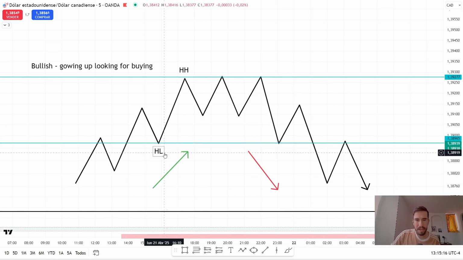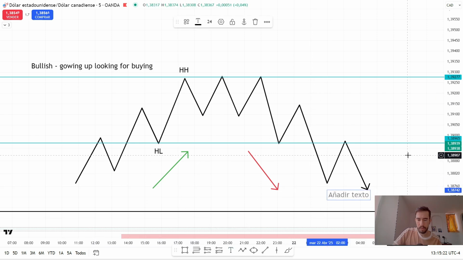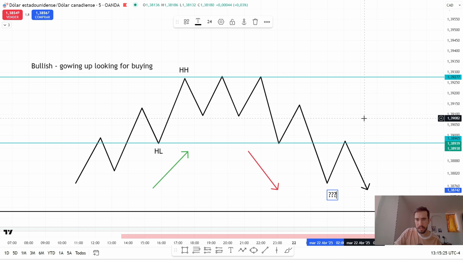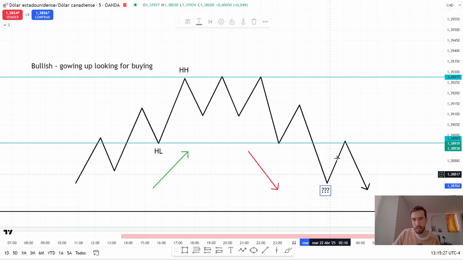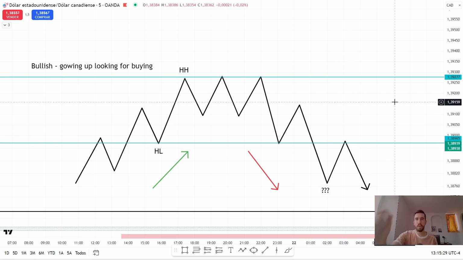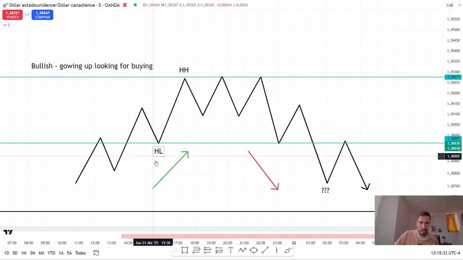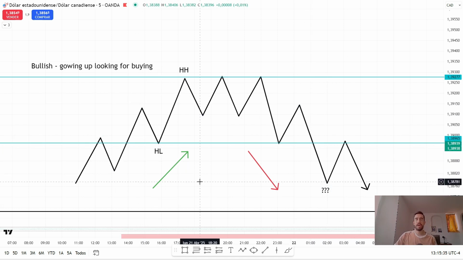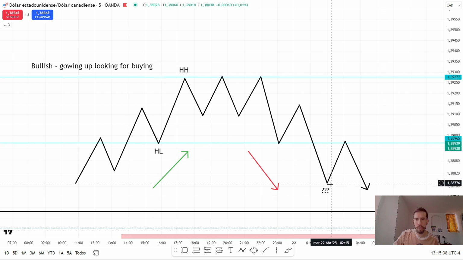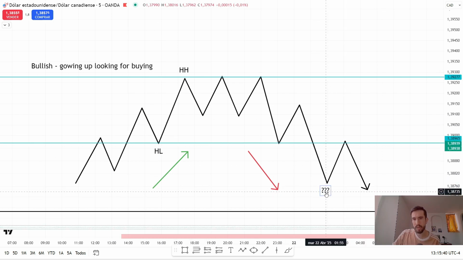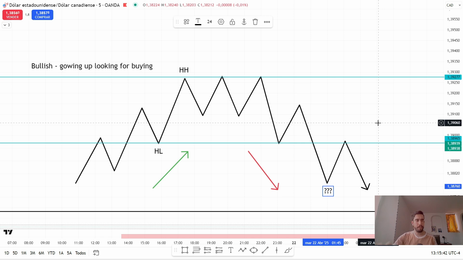So now what can we call this point here? Pause the video and think. We talked about that in the previous video. Give it a try. What's the name of this point here? It's breaking under the higher low. Just give it a try. Pause the video for 10 seconds, and we continue, because this is the main thing.